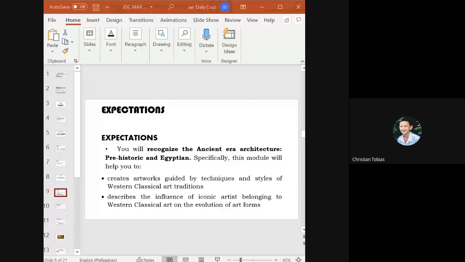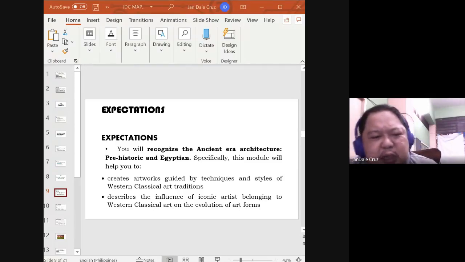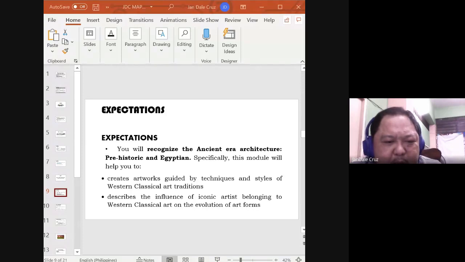Expectation. You will recognize the ancient era architecture, prehistoric and Egyptian. Especially this module will help you to create artworks guided by techniques and styles of Western classical art traditions. Describe the influence of iconic artists belonging to Western classical art on the evolution of art forms. Okay. From the ancient art era, going to the prehistoric, and to the Egyptian era, ibig sabihin yung pagbabago. Kung ano yung mga pagbabago o yung mga improvement na nangyari nung nag-evolve yung art nung mga panahon na yun. Okay? Next.